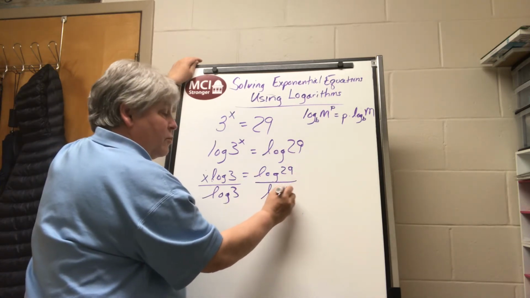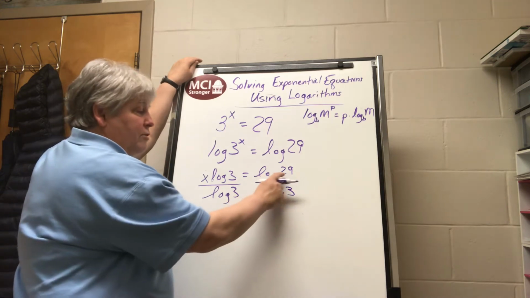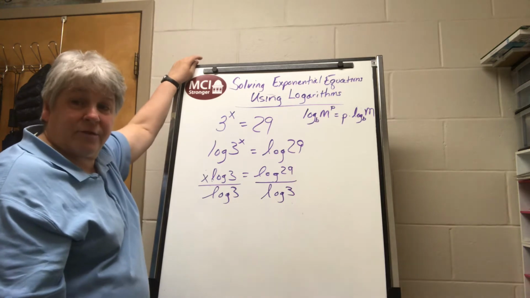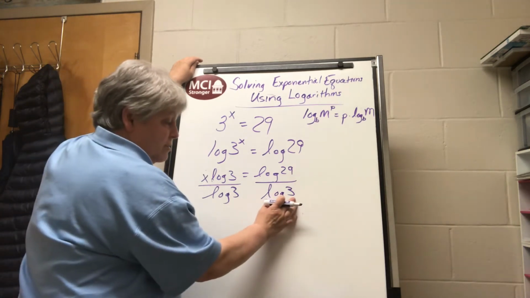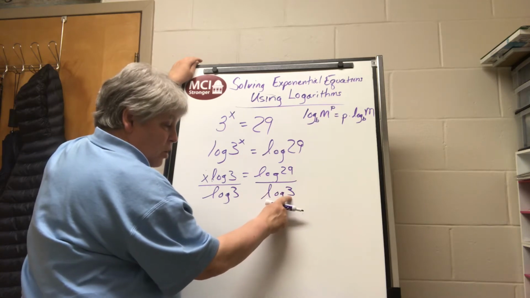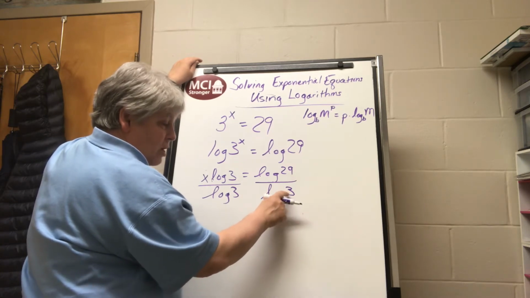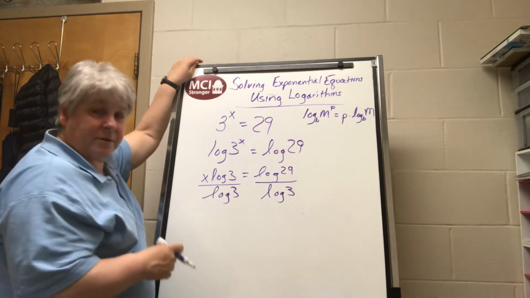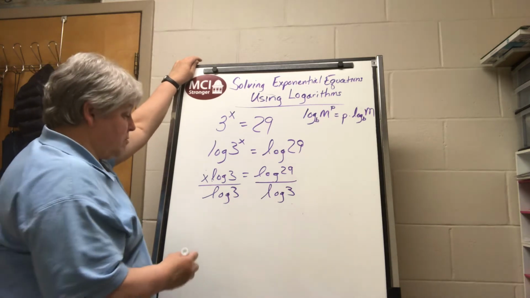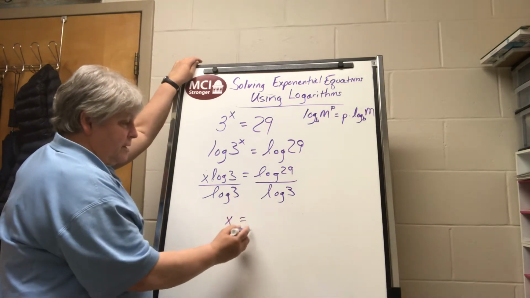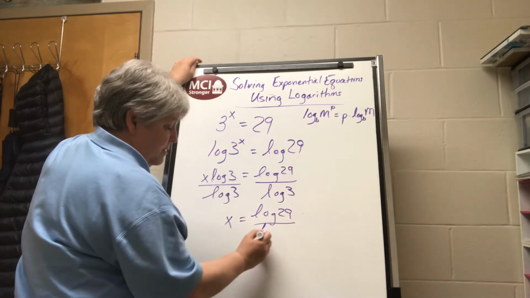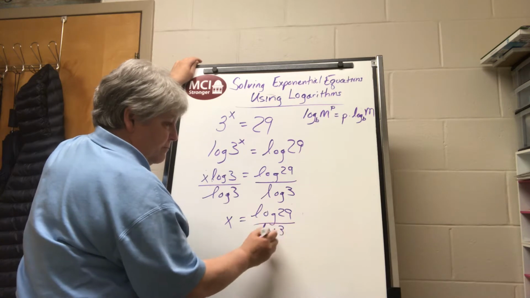Now I should make another point. If this were log 30 over log 3, I could not do some reducing with the 30 and the 3. You see, log 3 is a whole symbol unto itself. It's a particular number. This belongs to this. So you can't go and take the arguments and start doing arithmetic with them. They belong to the word log. So x is equal to log of 29 over log of 3.